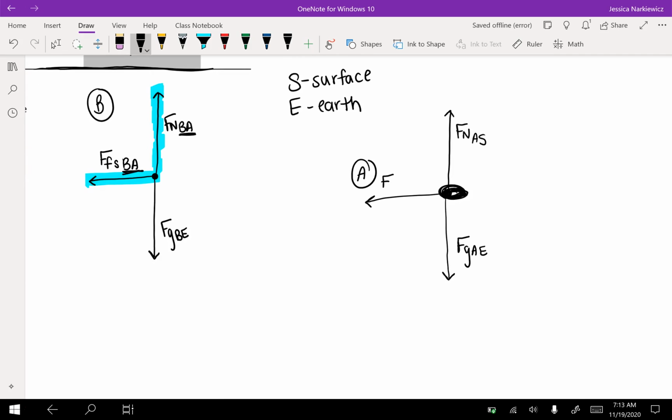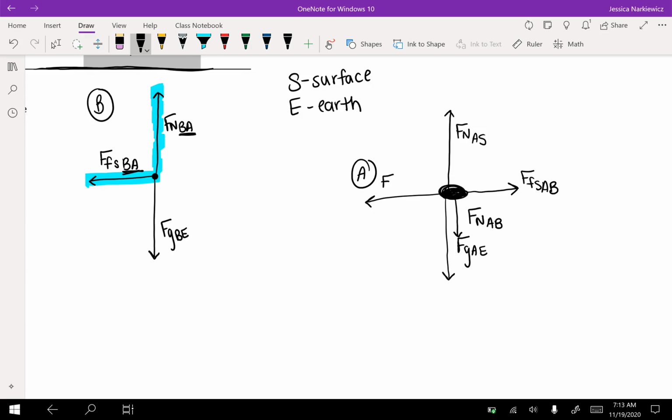So let me make my dot a little bit bigger. So we're going to have a downward normal force that really doesn't need to be bigger than the force of gravity on A. Let me make that a little bit smaller. We're going to have a normal force on A from B, because B pushes down on block A, and then we're going to have a static friction force on A from B.